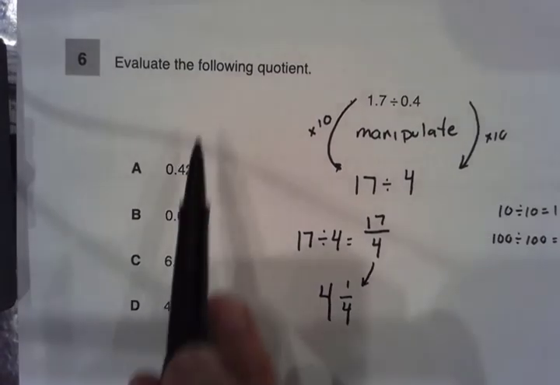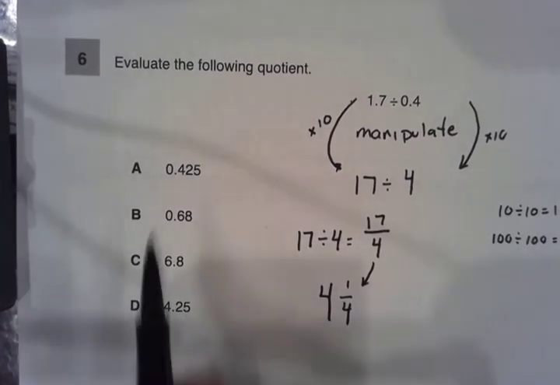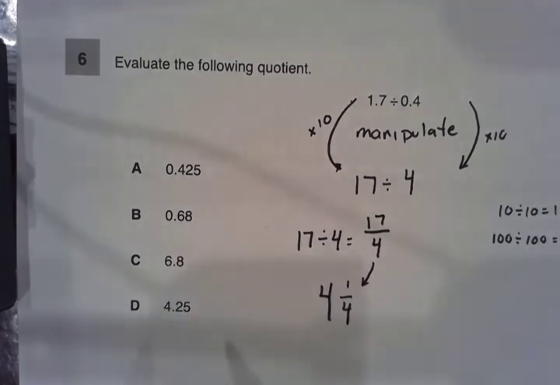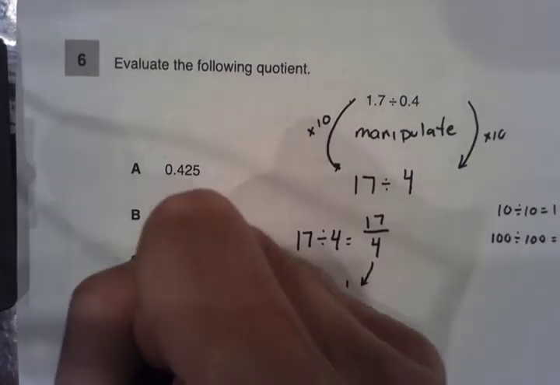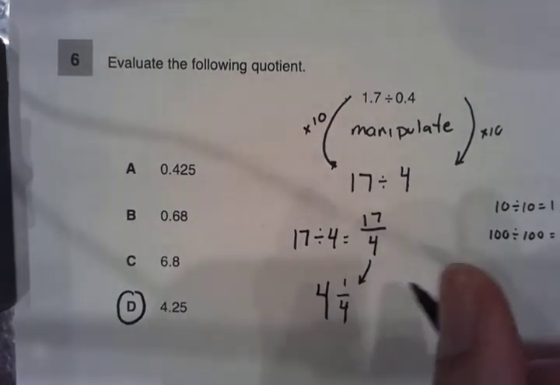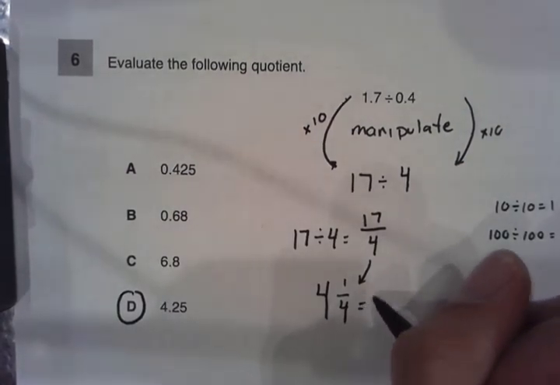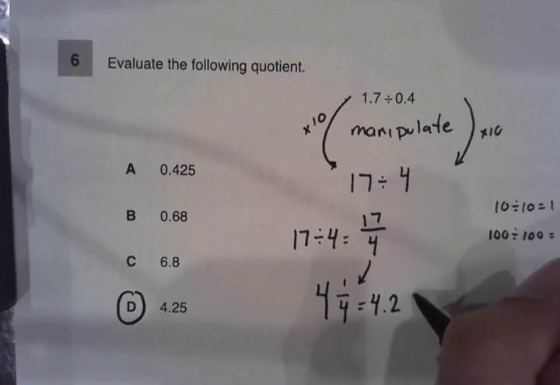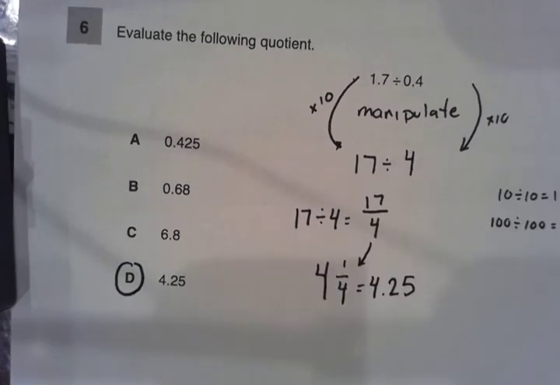Now, if I look at my answer choices, I only have one selection that actually has 4 wholes, which is 4.25. And we also know that 1/4 is the same as 0.25 as well.